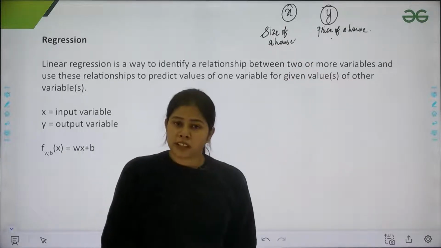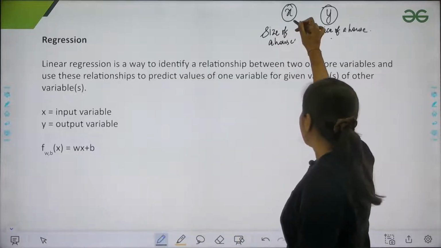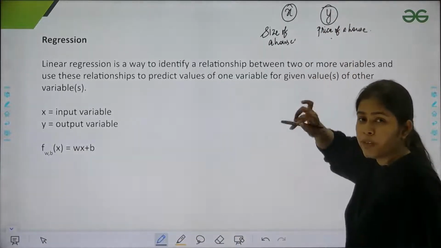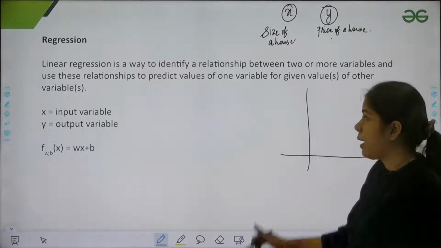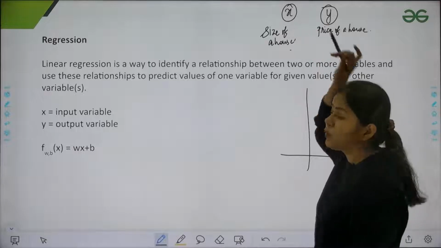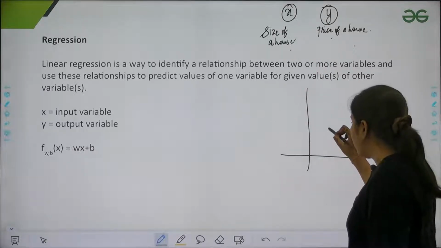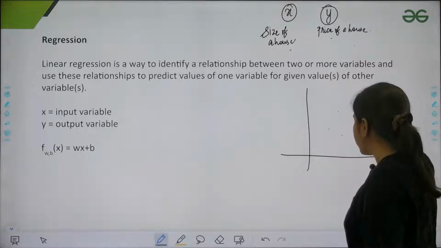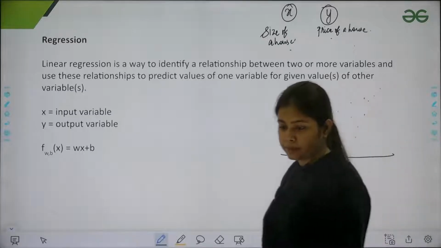So how does regression work? Now this is a question. Because this is x and y variable, we have 2D data, we have input variable, we have output variable, and output variable is also numerical, input variable is also numerical, right? So what would I do? I'll plot this data on my 2D space. So let's suppose this is my data, right?